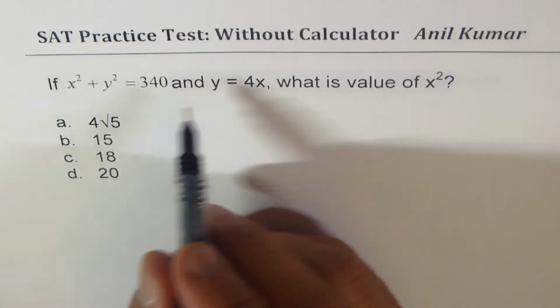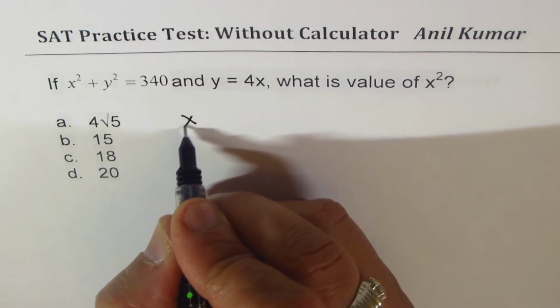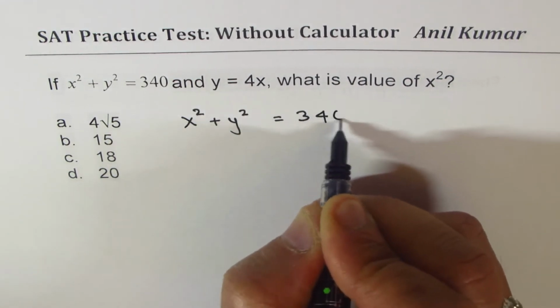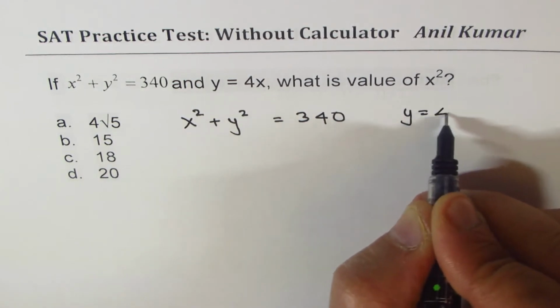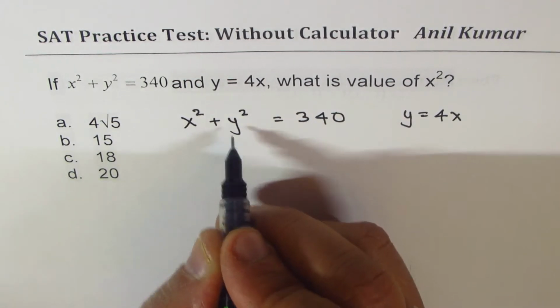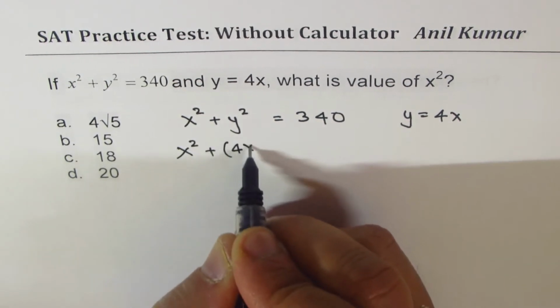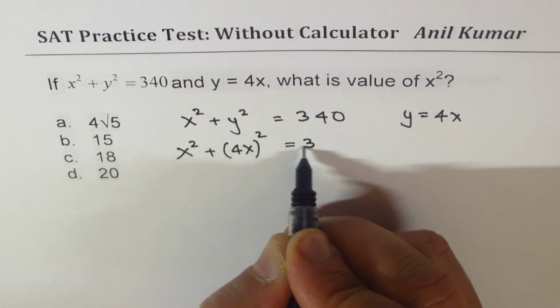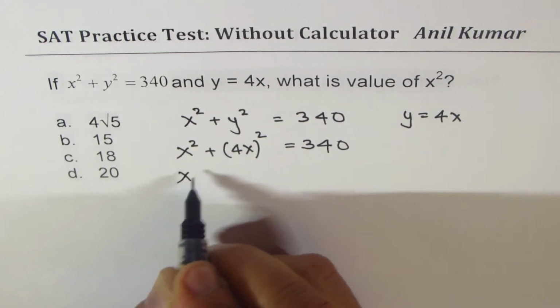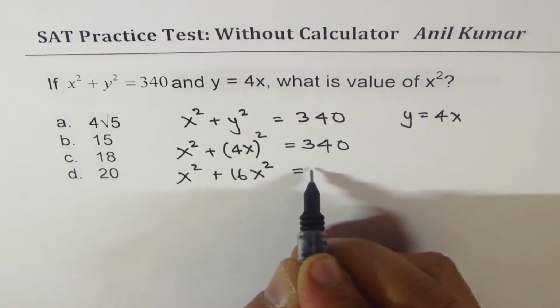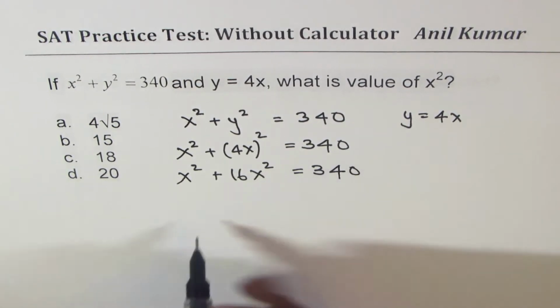So we want x squared. We'll keep x squared now. We have x squared plus y squared equals 340. We know y equals 4x, so we'll substitute y with 4x. We get x squared plus (4x) whole squared equals 340. Calculator is allowed here. You can always use a calculator in such questions, okay?